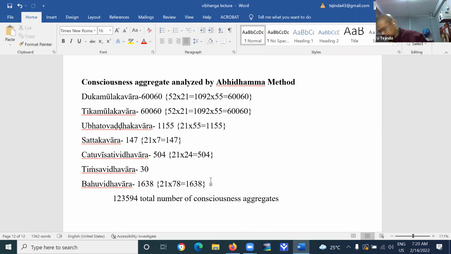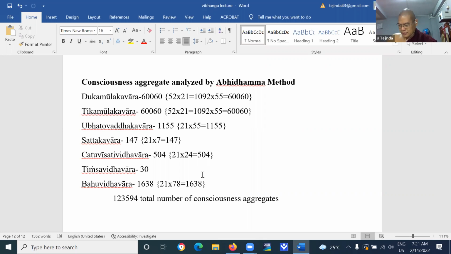So we should change the number here. See? 78 times 21 is 1638. So the total is 1, 2, 3, 5, 9, 4. So if we follow the Pali, we get different numbers for Sanya Khanda.